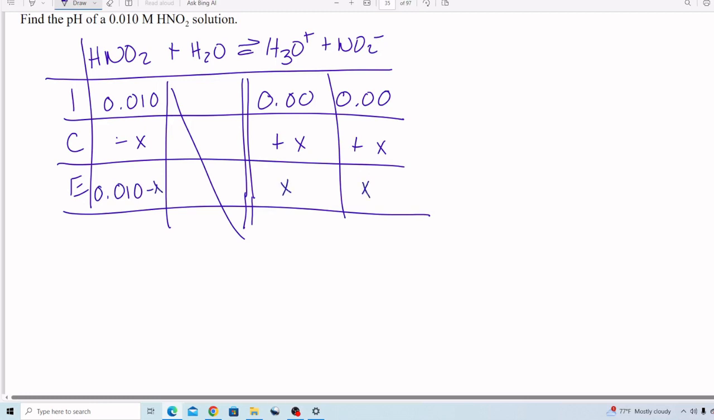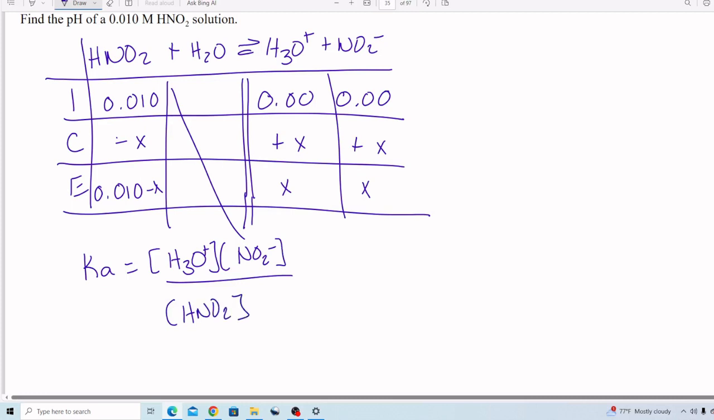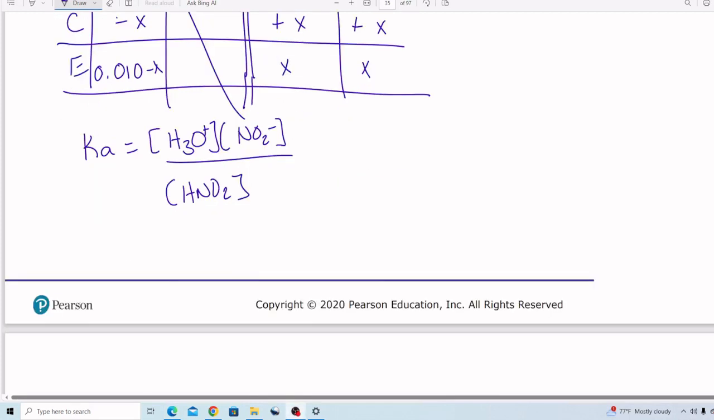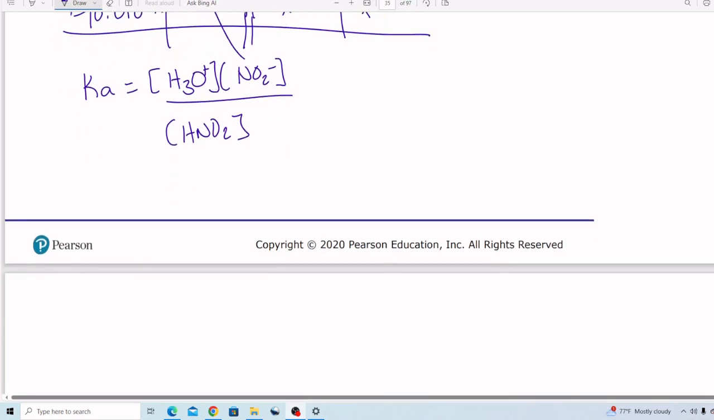So we're going to set that equal to the Ka for the acid. The Ka is equal to H3O+ times NO2- over HNO2 at equilibrium. So plugging in the equilibrium values, we're going to have X squared over 0.010 minus X, and we set that equal to the Ka for this acid, which is 4.6 times 10 to minus 4.